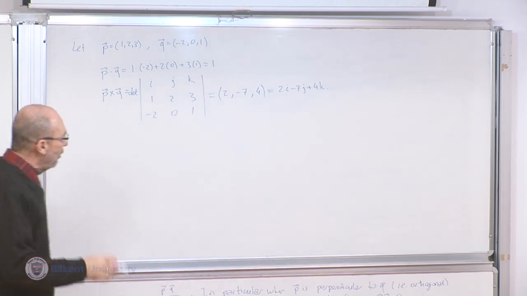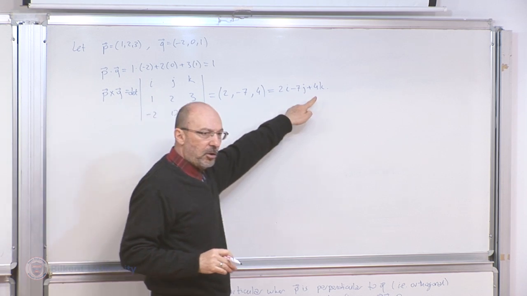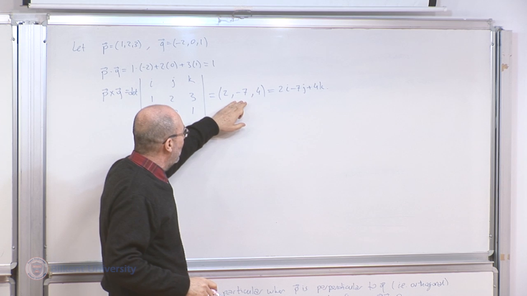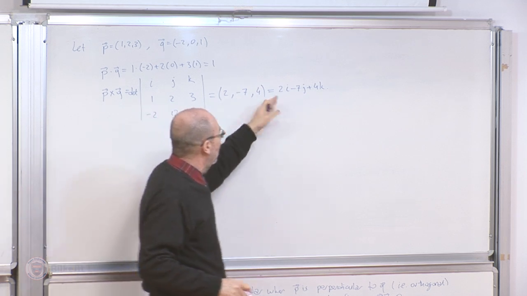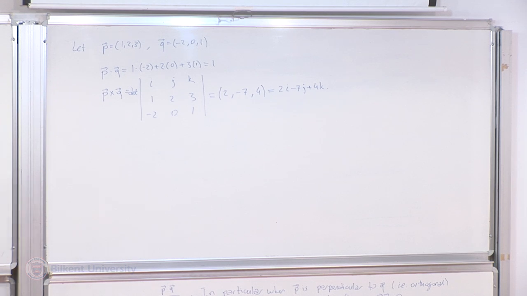When you are especially working in R3, some people prefer to use this notation. But I'm myself a geometer. I work in n dimensions, so I always use this one. But it's a personal taste. Both of them are correct.